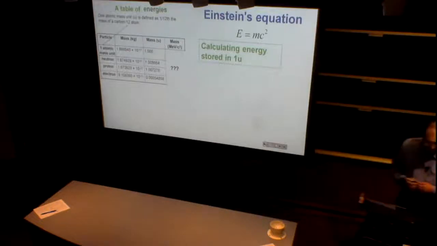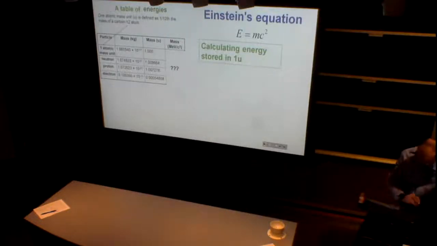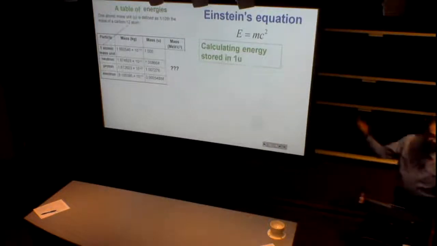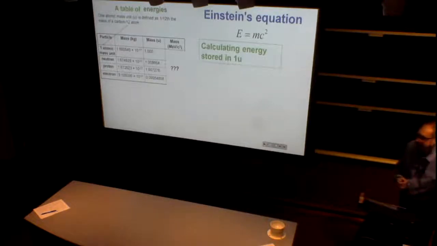Now, energy. Well, this is the famous Einstein's equation. For any amount of mass, we can calculate how much energy is stored in it. But actually, for any amount of energy, we can calculate how much mass we would need to store it. And mass actually bends space. Also, Einstein told us that in the general theory of relativity. So energy bends space.